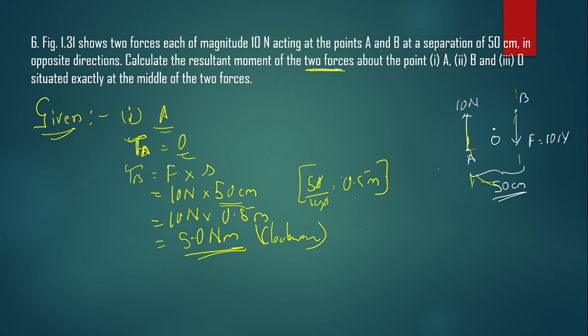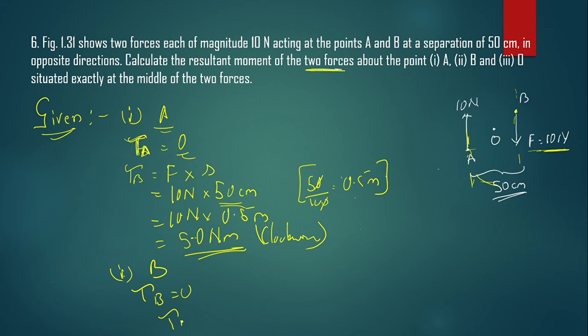Now second, similarly for point B, torque due to force at B will be 0. Similarly, now we are considering point B. Now this line of force is passing through this point B. So because of this force, there won't be any torque generated. It will be 0.